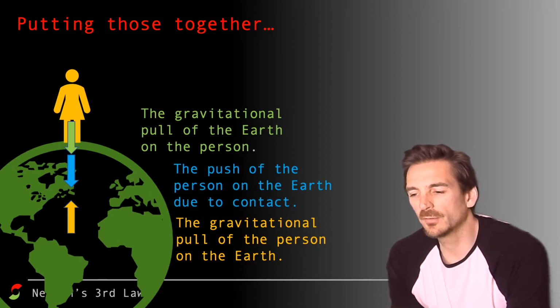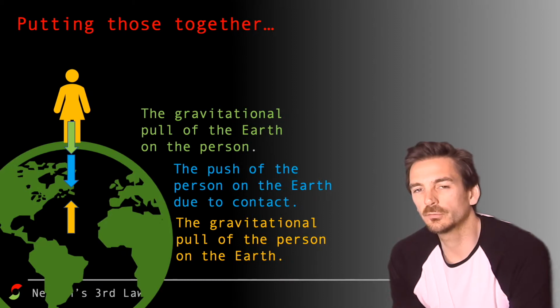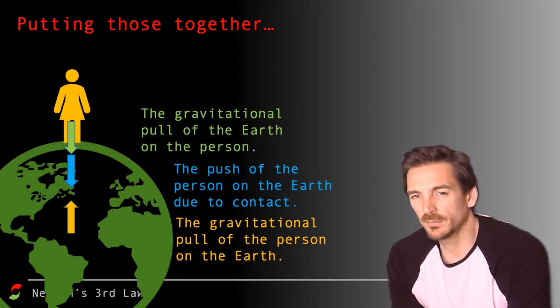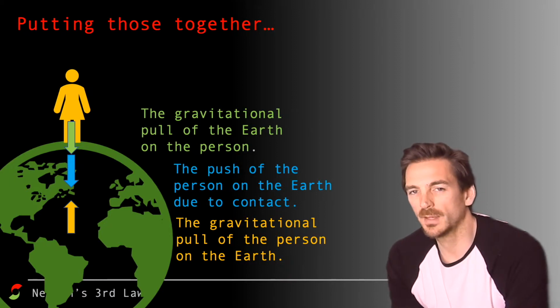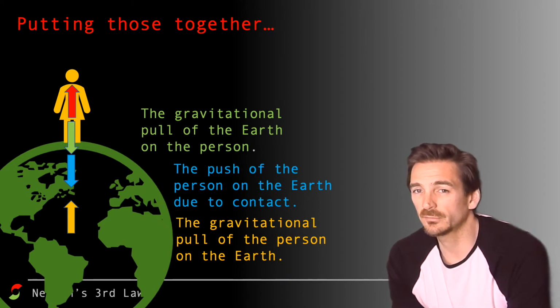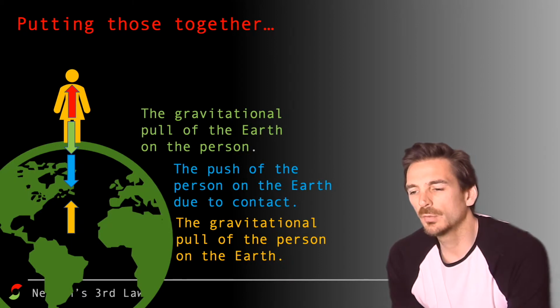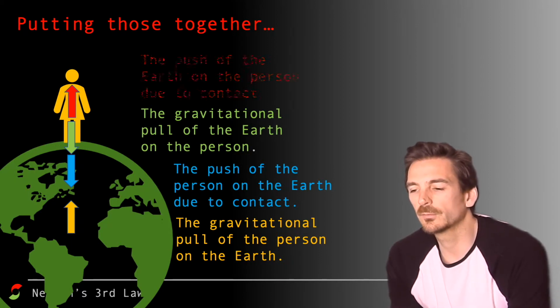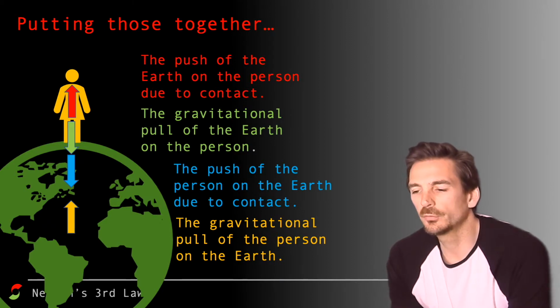So I'm going to describe that as the push of the person on the Earth due to contact. And we need to try and identify the third law pair. They always come in pairs. So clearly it's going to be acting in the opposite direction, have the same magnitude, and act on a different object. And if we want to try and be descriptive about it, we write that same sentence out, but we swap the objects around. So it would read like this: the push of the Earth on the person due to contact.